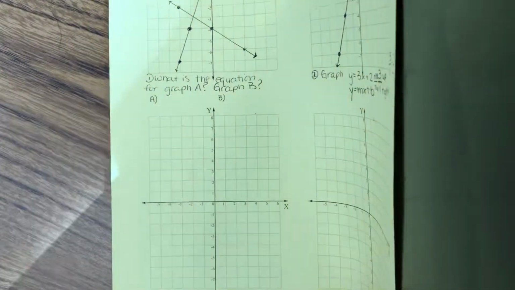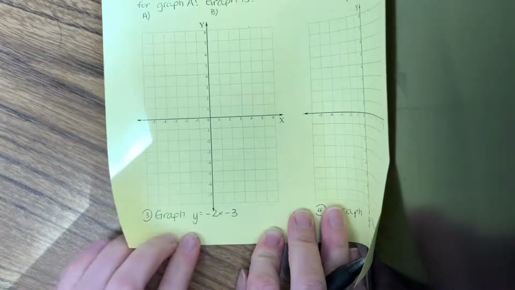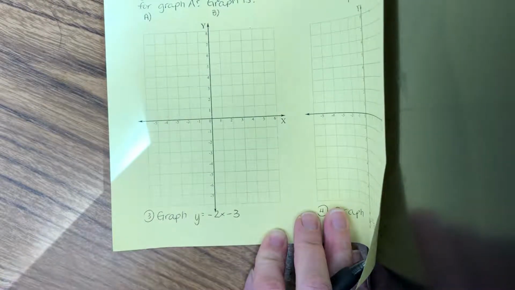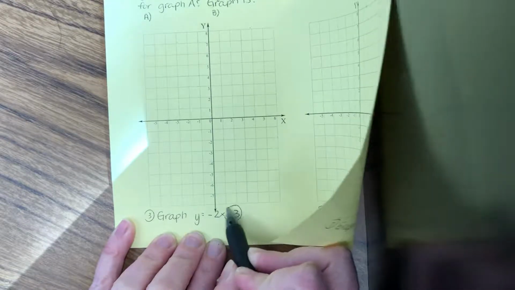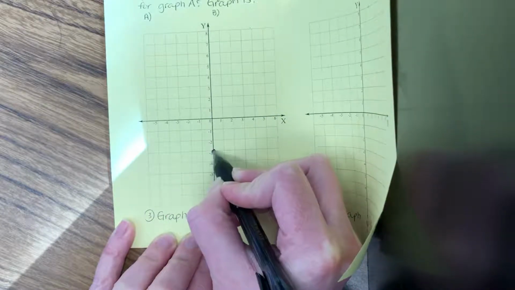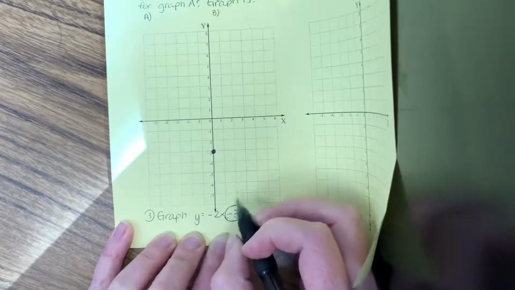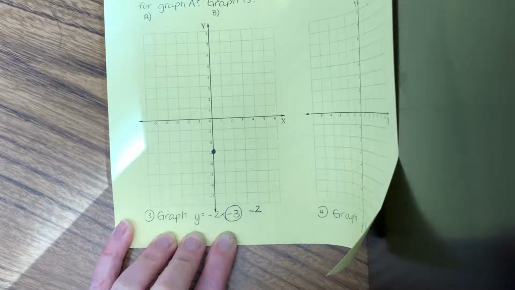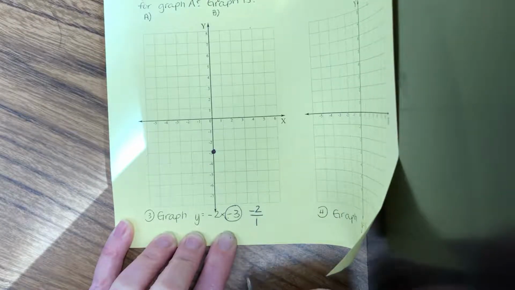Okay. Let's look at the next example. It says graph y equals negative 2x minus 3. So I have to start with the y-intercept, which is a negative 3. So I'm going to put a coordinate there. And now my slope is negative 2. I need to make that into a fraction, so I'm going to put it over 1.